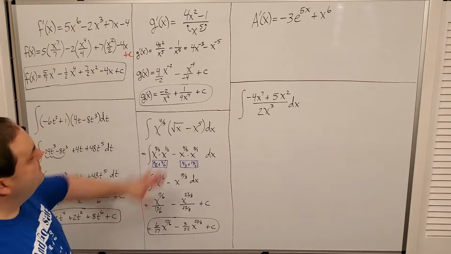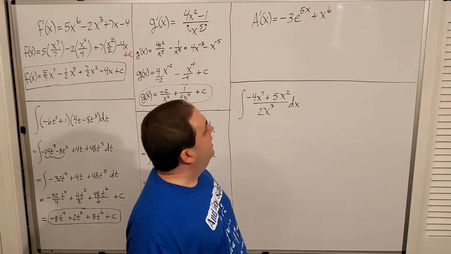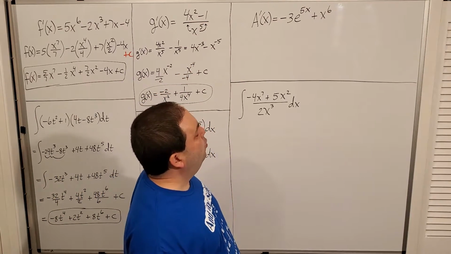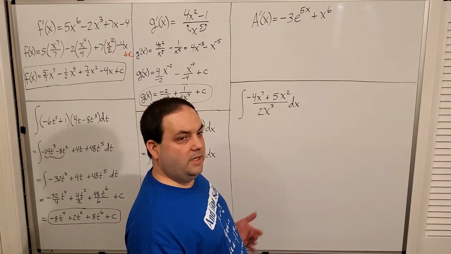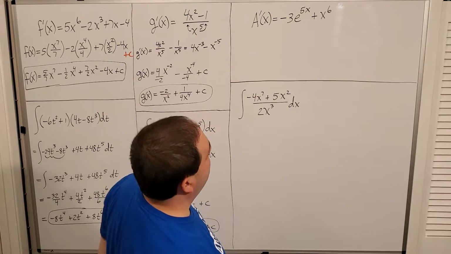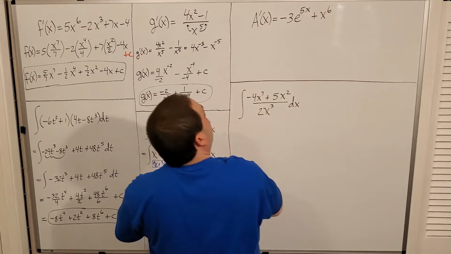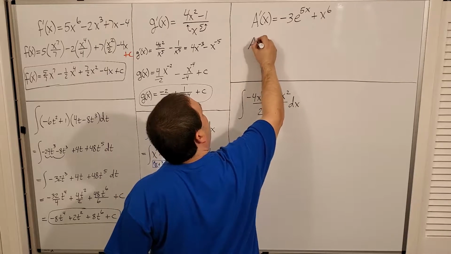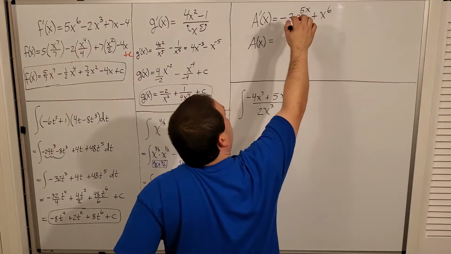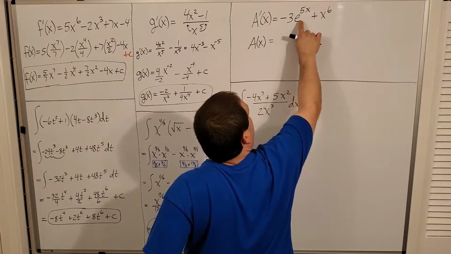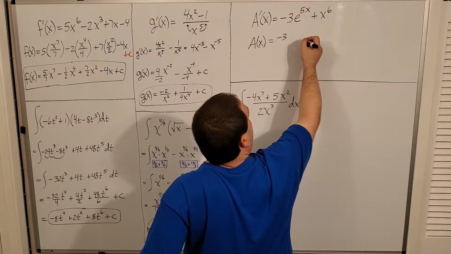Okay? Now, over here, I've got an exponential added with a power rule, right? With a polynomial. Just because they're different rules doesn't mean I have to do anything different. I can do each one separately like before, right? So my a of x function is going to be e to the 5x is its own antiderivative. So the negative 3 is along for the ride.